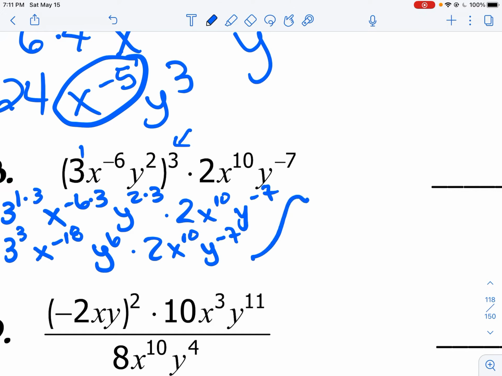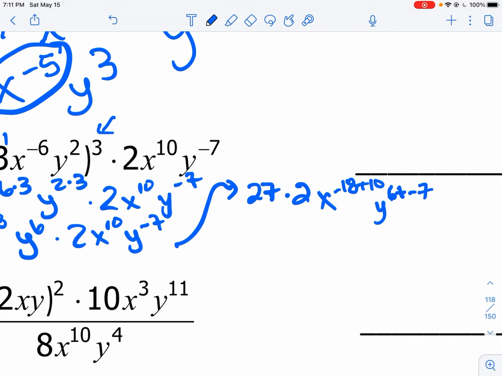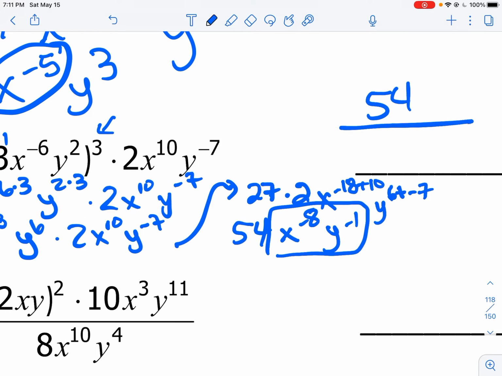3 to the 3rd, we're going to bring it up here. 3 to the 3rd is 27 times 2. Then I have my x's. So I have negative 18 plus 10, and the y has a 6, and I'm running out of room. 6 plus negative 7. That would get me 54. To the negative 8, y to the negative 1. So actually, both of these are going to move to the denominator. The 54 stays up top, x to the 8th, y.